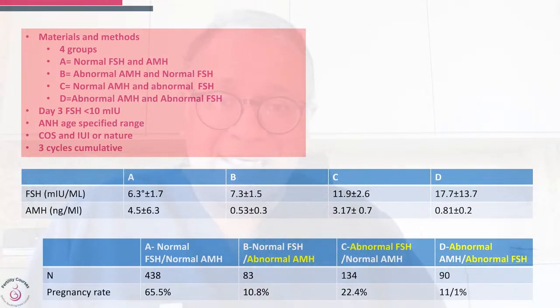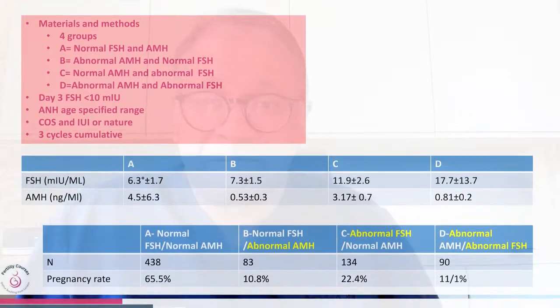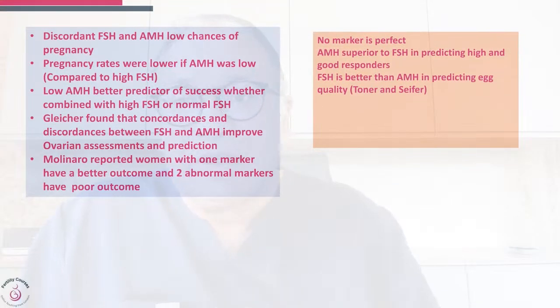So what is it telling us? It's telling us that in this study, the AMH seemed to have a better correlation to chances of pregnancy. Now, there is reasonable discordance seen, and pregnancy rates are lower if the AMH is lower. Low AMH is a better predictor whether combined with a high FSH or a normal FSH. So AMH in this study seems to lead the way in trying to predict success rates.